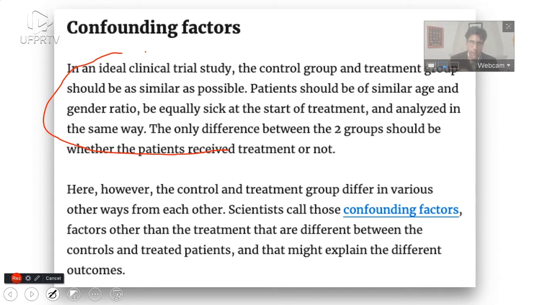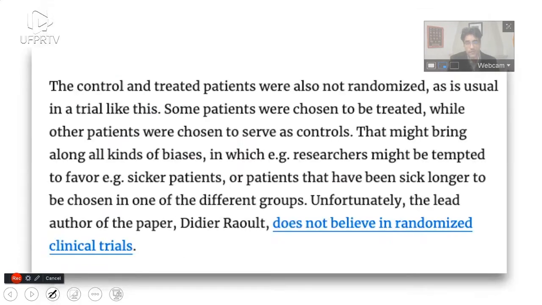for people to read. So she points out that here the control and treatment group differ in various other ways from each other. Scientists call these confounding factors: other than the treatment, things that are different from the controls that could explain. So what other things besides the treatment could explain? And in this case, there are a number of things. Okay. She also talks about how they were not randomized, as is usual in a trial like this. But of course, we're talking about a global pandemic. Maybe they were just trying to grab at straws to find anything that would work.